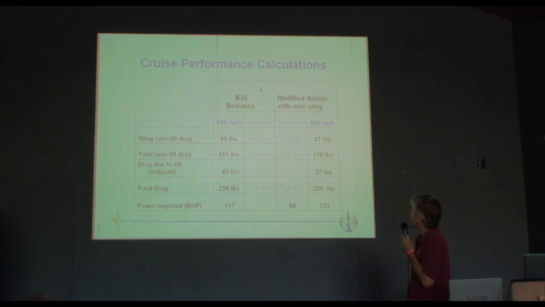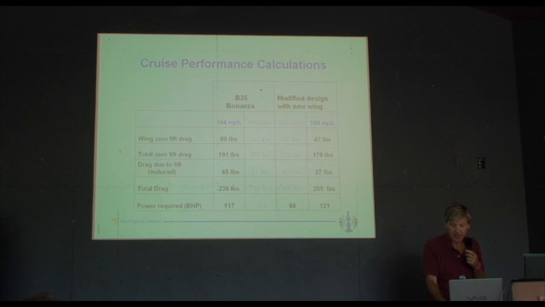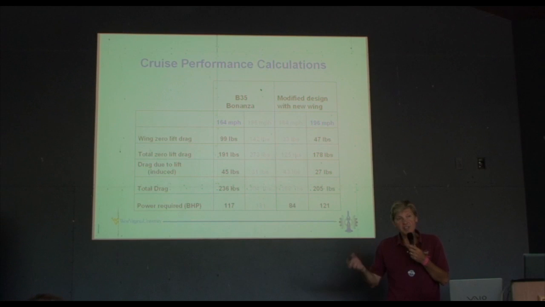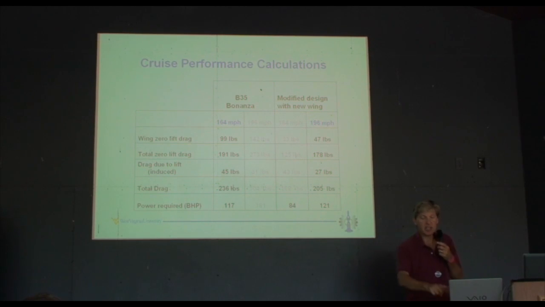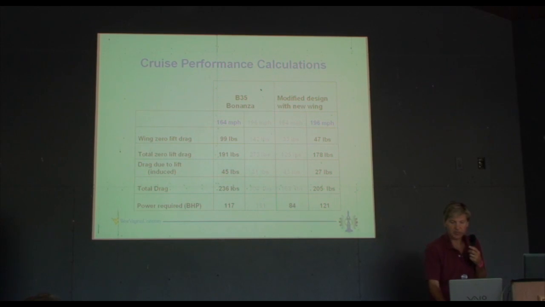So the new wing will give you the same stall speed, and you can cruise 32 miles an hour faster. And because of that, of course, your range is going to be, this is the same power setting, the fuel burn will be the same, 10 gallons an hour, but your range is going to be much further.